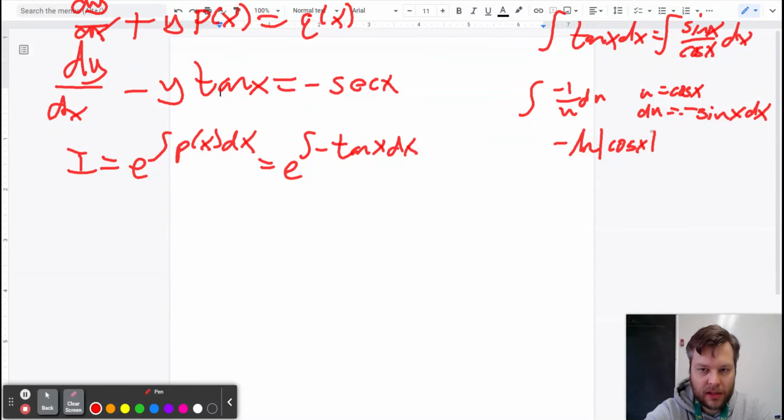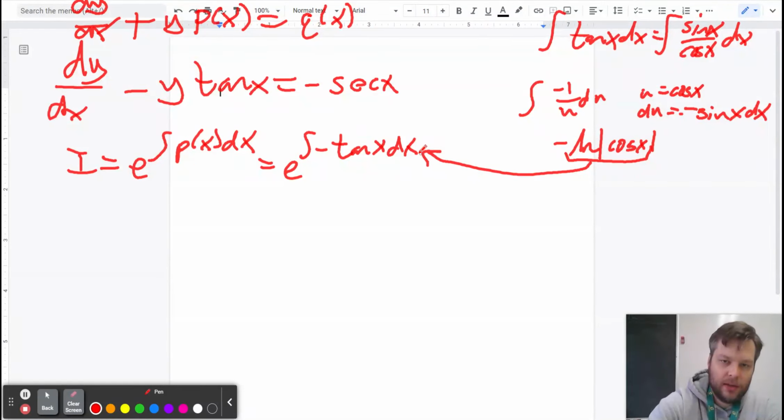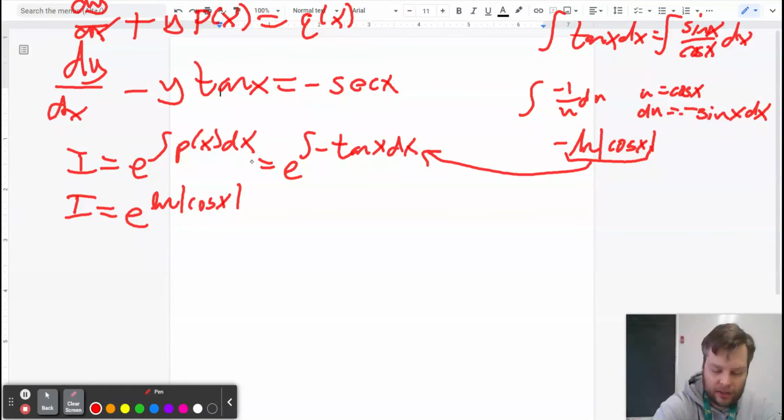Okay. So then I'm going to use this answer that we just got, noticing that there's a negative sign and another negative sign, so we actually get a positive sign. So we're going to multiply everything by e to the natural log of cosine x, and that comes out to just be cosine x, absolute value cosine x.